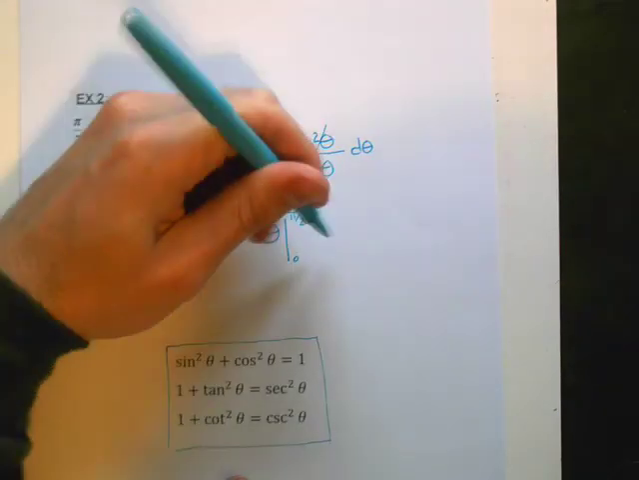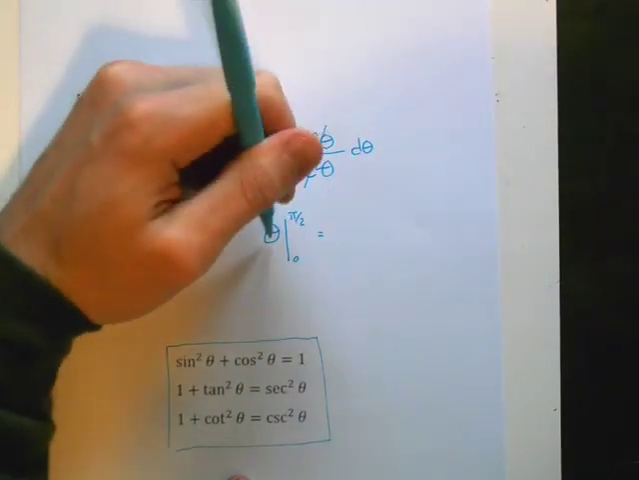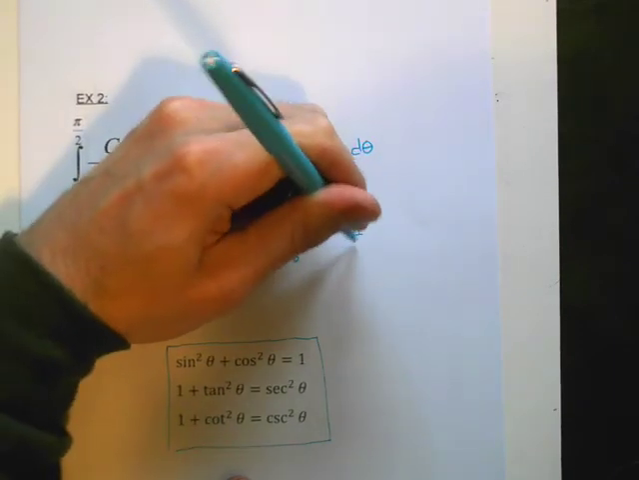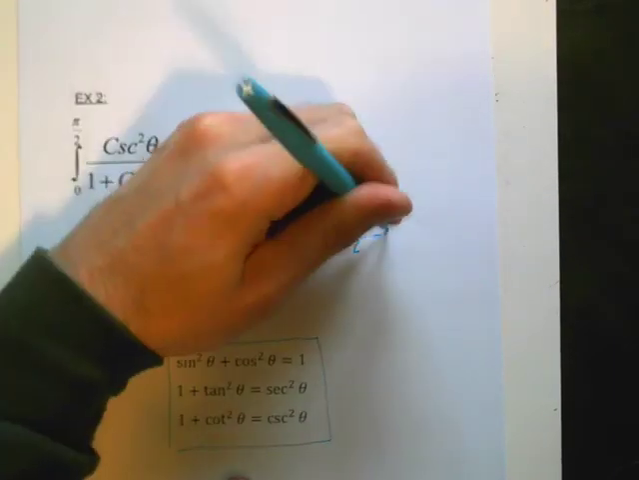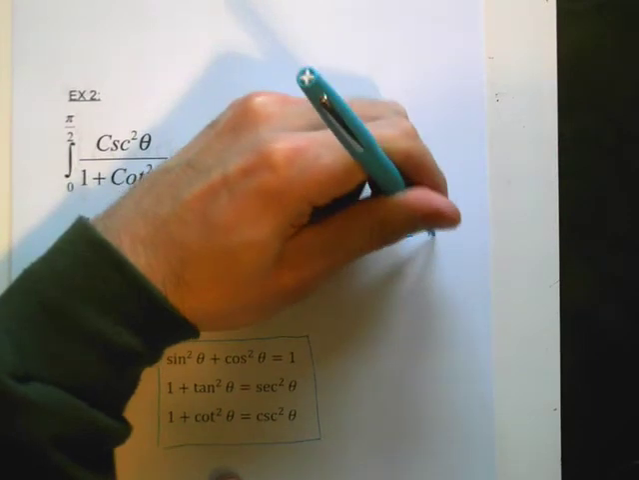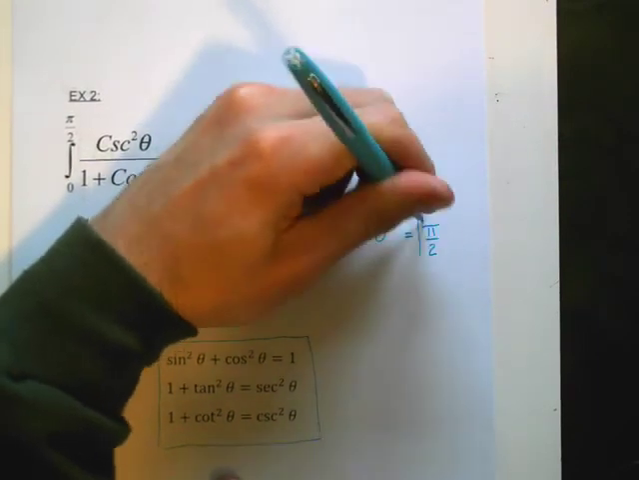Okay, so when I plug in my boundaries, if I plug in pi over 2, I get pi over 2, minus, if I plug in 0, I get 0. So my answer is just pi over 2.